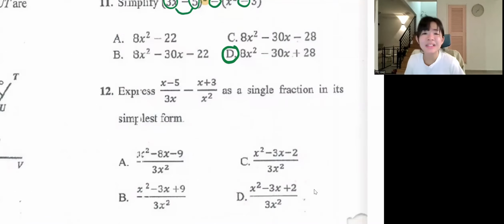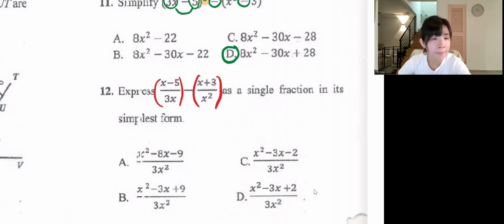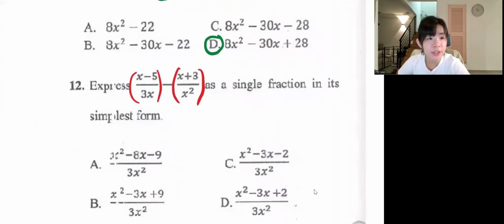Express this as a single fraction. So you want to combine it to become one fraction, and your answer must be in the simplest form. When you see fractions with minus, the first thing is the denominator has to be the same. If the denominator is not the same, you cannot plus, cannot minus. So the first fraction, what should be multiplied? 3x, and the other one is x squared. Here there is a square, meaning we need one more x. Then the second fraction, here we need 3, so that the denominator will become 3x squared.